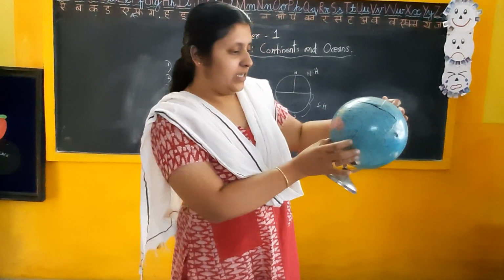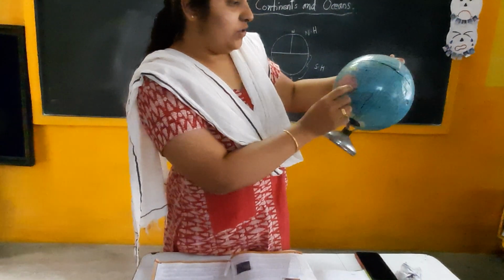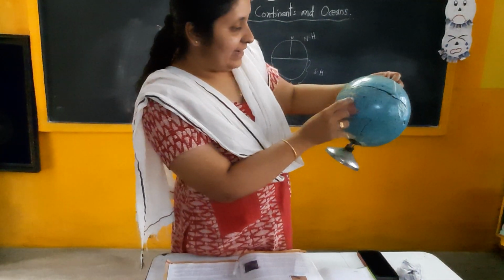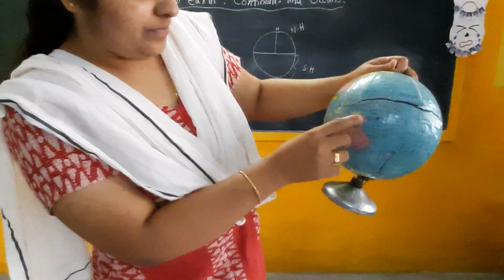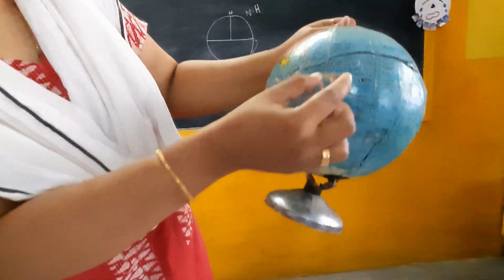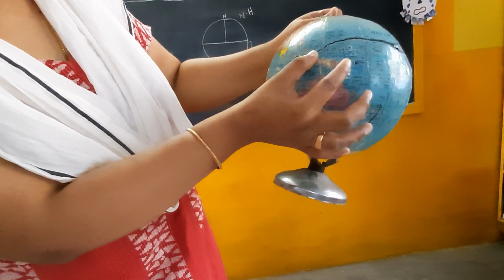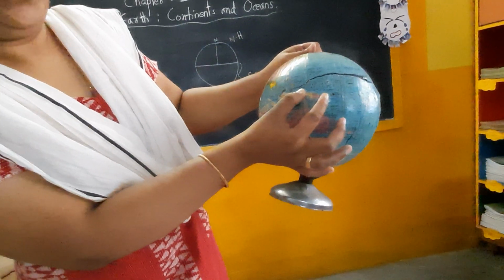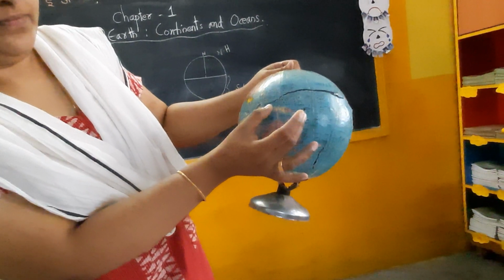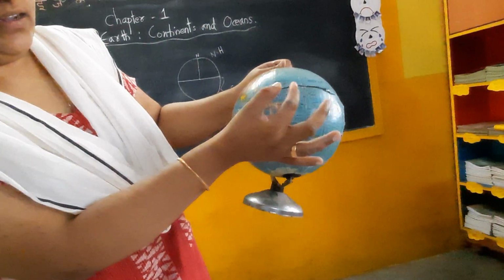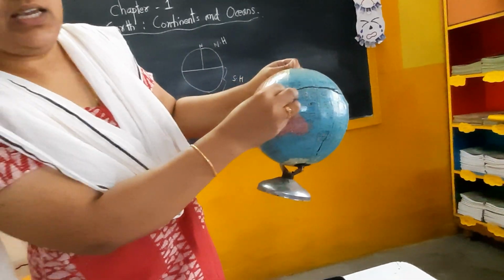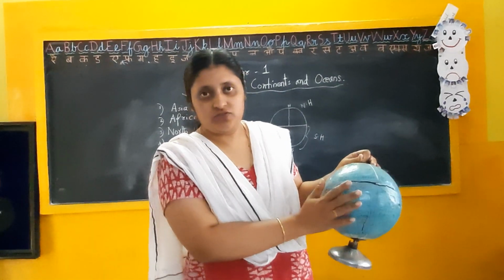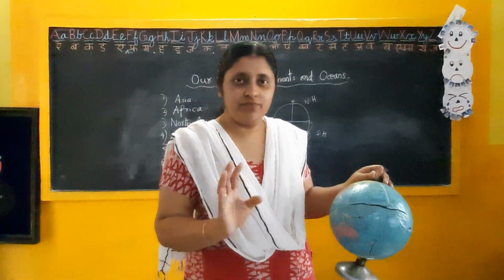Here we can see that New Zealand is also there. We can see New Zealand and Australia, and some islands are situated there. Collectively these islands are known as Australasia. Australasia: New Zealand, Australia, and some islands, collectively these islands are known as Australasia. That is an important feature of Australia.